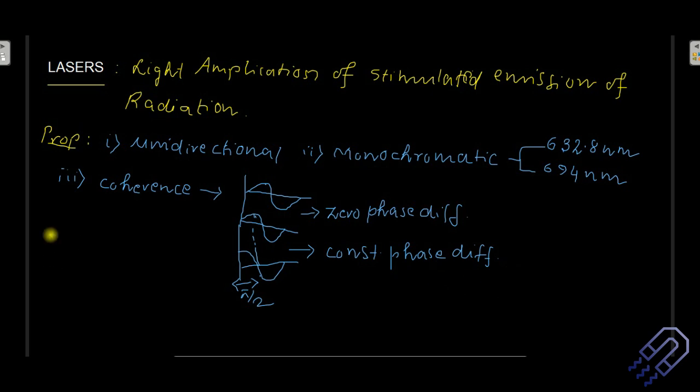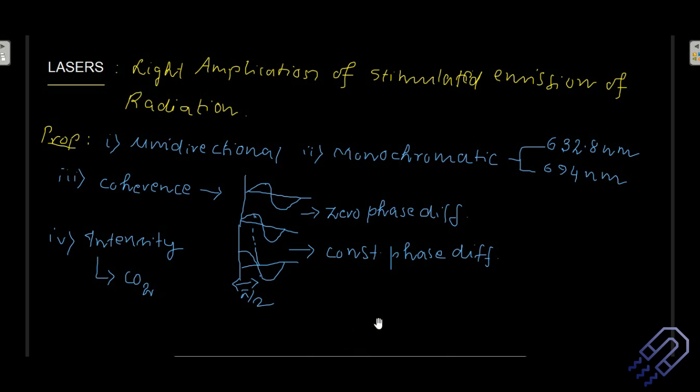And of course, the fourth property is it's highly intense. The intensity is very high for a laser action. That is actually one of the reasons that lasers can also be used for mechanical purposes like laser cutting. You can consider an example of carbon dioxide laser, which is actually a very high intensity laser action.